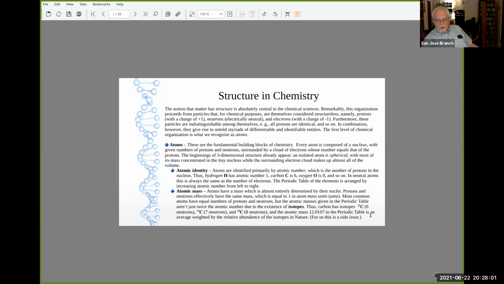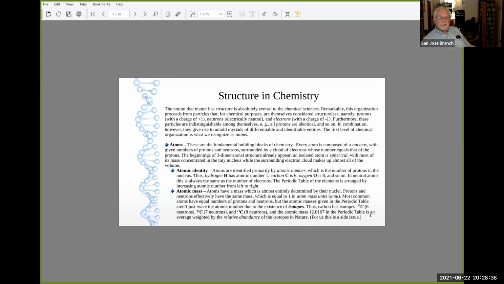If you take all of those isotopes and their relative abundance, carbon-14 is fairly rare, carbon-13 is a little bit more common than that, and carbon-12 is the most prevalent isotope of carbon. If you average all of that up, you get an atomic mass of 12.0107 in the periodic table. So it's a weighted average of the isotopes that you find in nature.